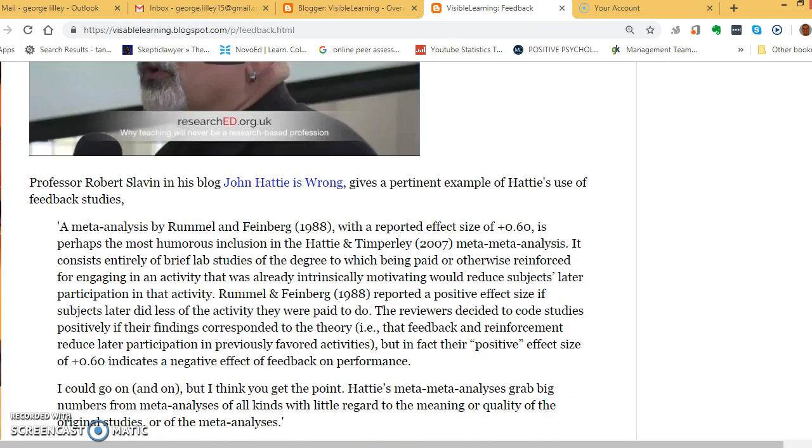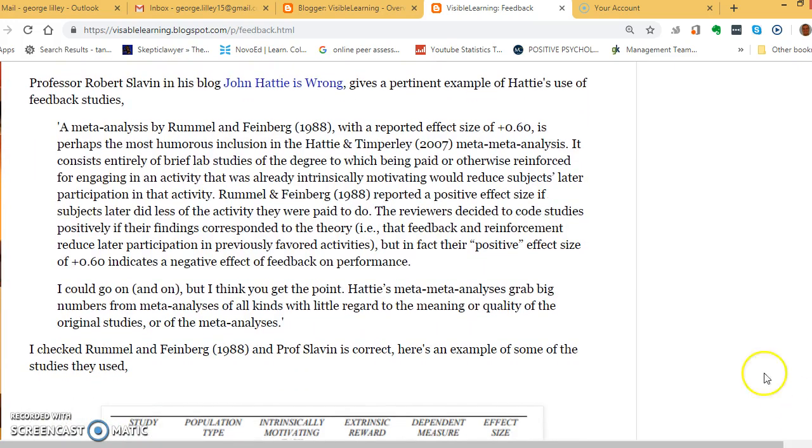Another long-time person in opposition to Hattie is Professor Robert Slavin from the USA. He's made a number of writings. In his writing, John Hattie is Wrong, he gives some other examples of the studies. He looks at the Rummel and Feinberg, which we'll look at in a minute, and he shows that the Rummel and Feinberg is not a study on feedback as used in the classroom.